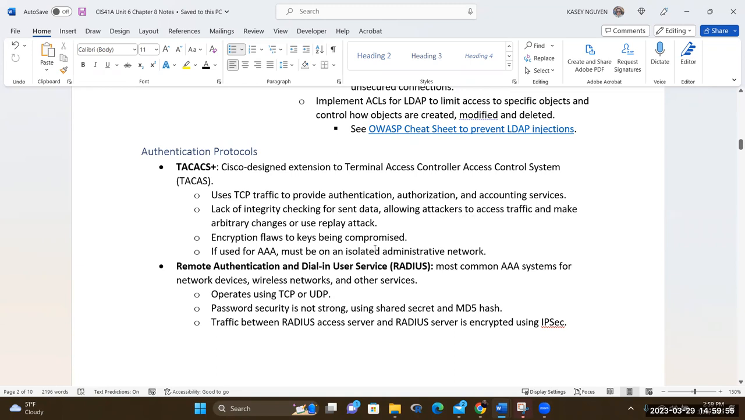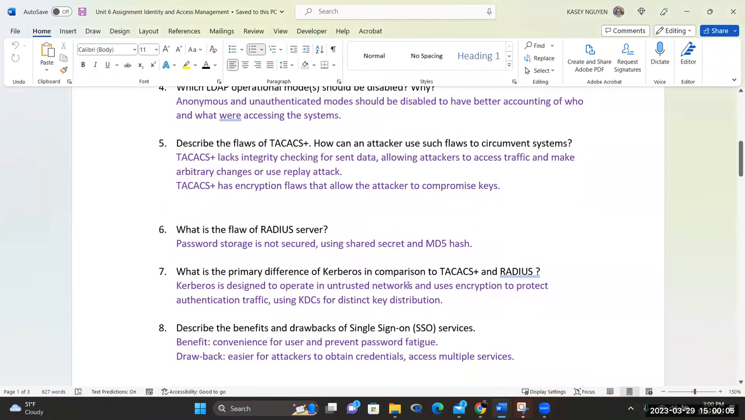Okay. So the answer to the question is that it lacks integrity in checking for sent data, allowing the attackers to access traffic and make arbitrary changes using replay attack. It also has encryption flaws, allowing the attacker to obtain the keys.